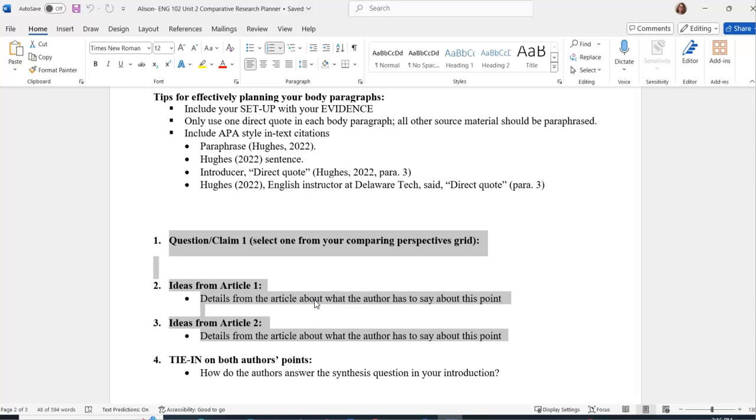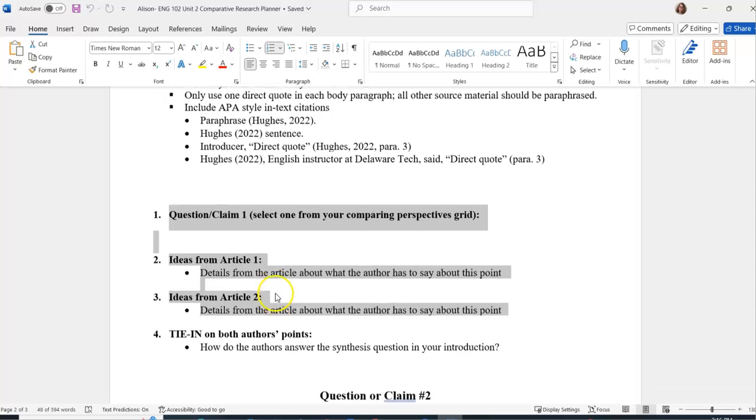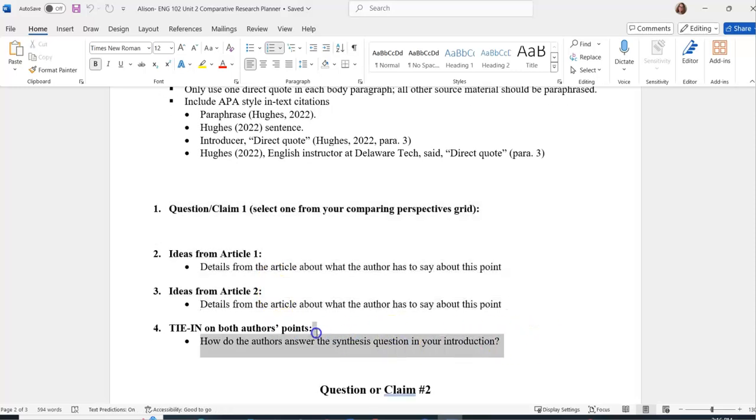What I'm going to be looking for when I look at your planners is not only the textual evidence from both articles, but then the tie-in. How are you going to tie these authors' points together? So how are both of these authors answering that overarching synthesis question? So it's kind of like we have multiple layers of questions that are getting answered that are all leading up to this big overarching synthesis question. So you have to make sure on your planner and in your essay that you're tying those points together.